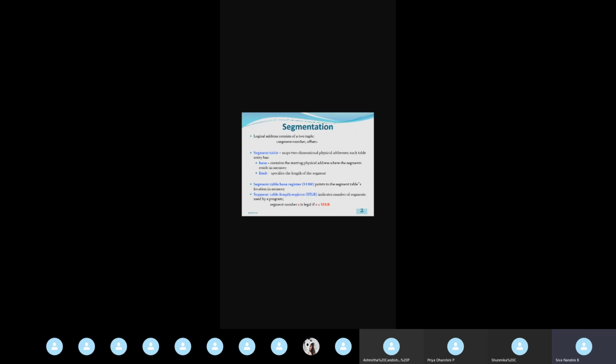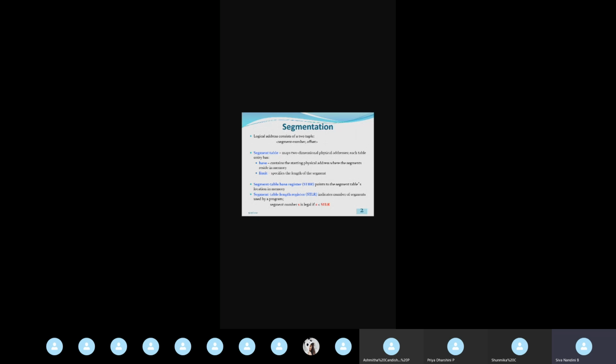So the segment table length register also we are having. The segment table length register holds the content that indicates the number of segments used by the program. See, in segmentation we have seen that a program will be divided into several segments. So we have to say how many segments are there in that program. That number of segments in a particular program is given in the segment table length register.